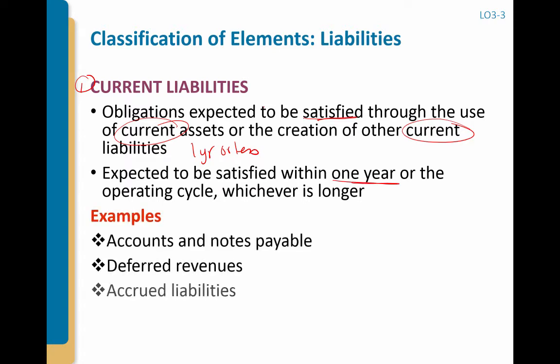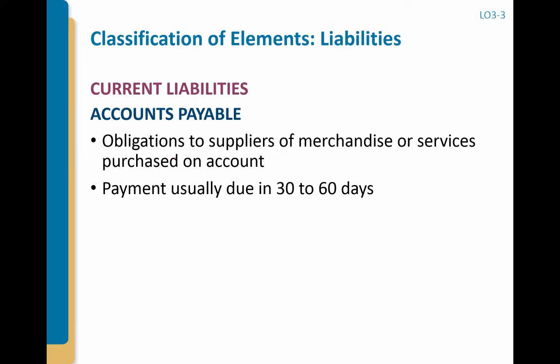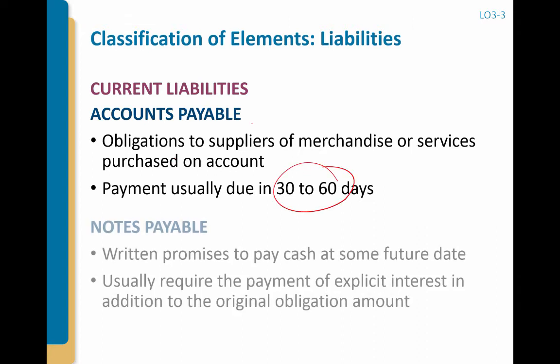So examples are usually accounts and notes payable, types of deferred revenues, accrued liabilities, and then the current portion of long-term debt. So accounts payable arises from the process in which you as a company purchase items from a supplier and they're purchased on account, so you get credit terms. So opposite of accounts receivable, where you as a company are giving customers credit, now your vendors are giving you credit, and that's accounts payable. The common payment terms are 30 to 60 days.